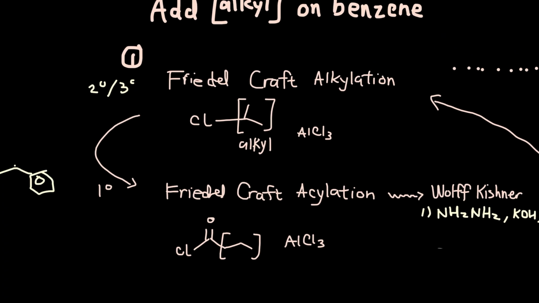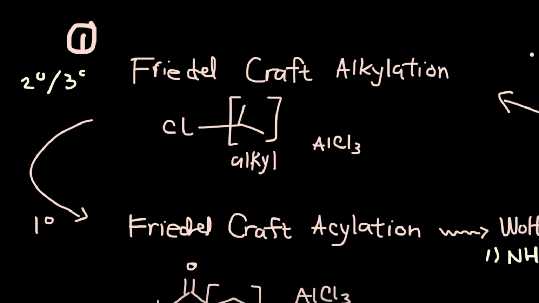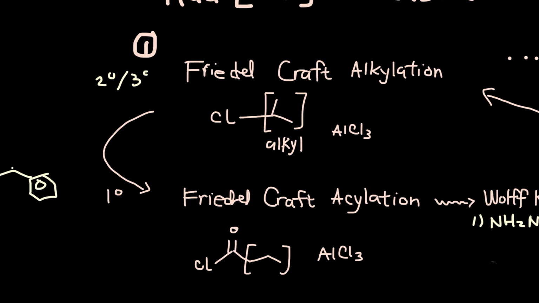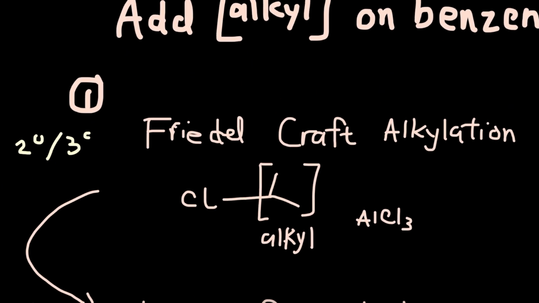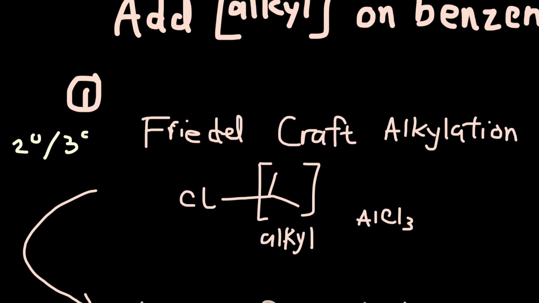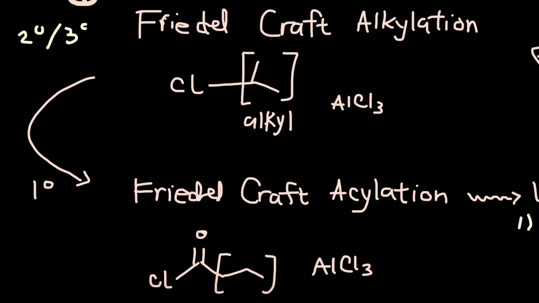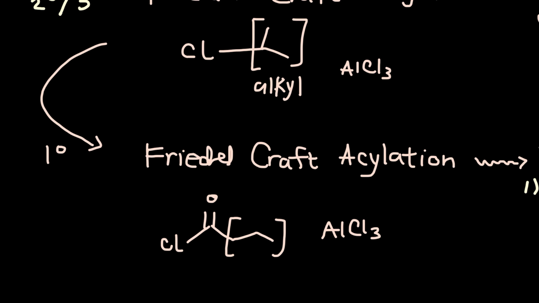Now, let's talk about the reactants involved. Of course, there's a benzene, but we want to add an alkyl onto the benzene. So there's going to be an alkyl. You can have a secondary or a tertiary alkyl, and there's going to be a chlorine leaving group. Okay, whereas for Friedel-Crafts acylation, it's the same thing. You want whatever alkyl you want to add onto the benzene, but you also add a carbonyl on it, and of course our chlorine still has to be there.